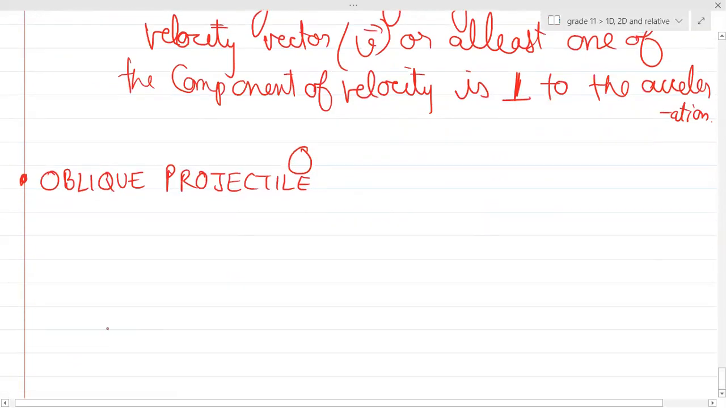Okay, so basically we are studying the first type of projectile motion, oblique projectile from the ground. Let me just take the diagram from the internet. It will be much easier for me, otherwise drawing is not going well.